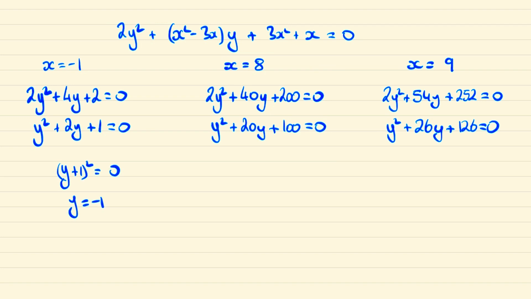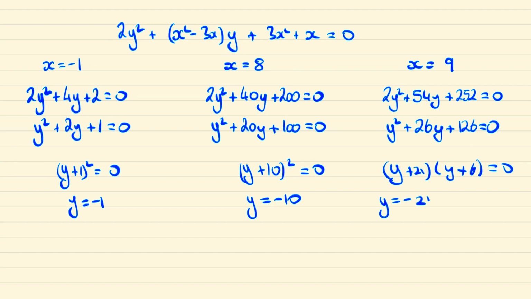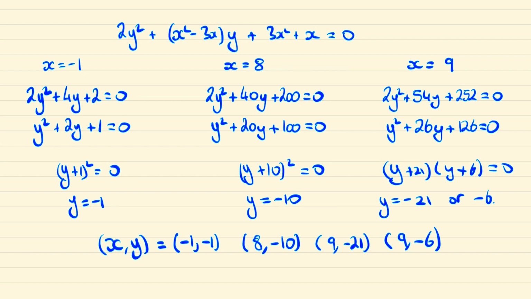For the second equation, we can factorize this as y plus 10 all squared, and therefore y is equal to minus 10. And for our last equation, we can factorize this as y plus 21 times y plus 6, and therefore y is equal to minus 21 or minus 6. And so we have 4 possible pairs to our equation, namely these ones written down.